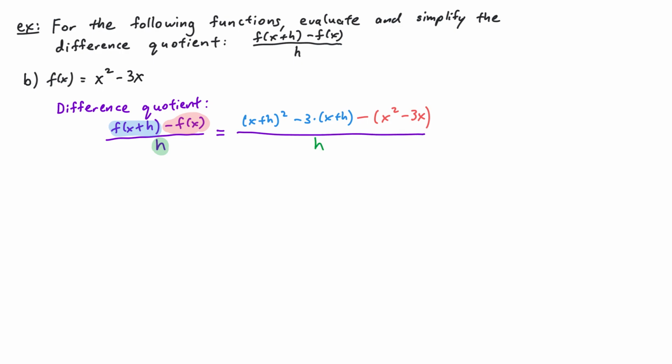When simplifying this difference quotient, our main goal here is to somehow cancel out this h that's in the denominator. But in order to do that, we need to first simplify things in the numerator.